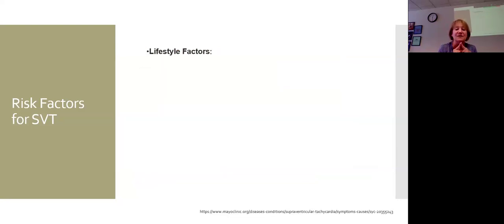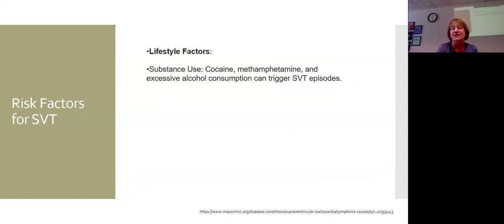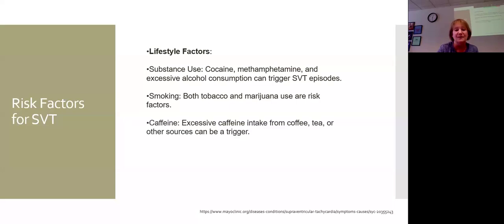So let's talk about some lifestyle risk factors. If you're using drugs or drinking a whole bunch of alcohol, this can trigger SVT, things like cocaine and methamphetamines. Not good for the heart. So please, everyone, stop doing cocaine, okay? Smoking, just tobacco itself or even cannabis, is a risk factor as well.